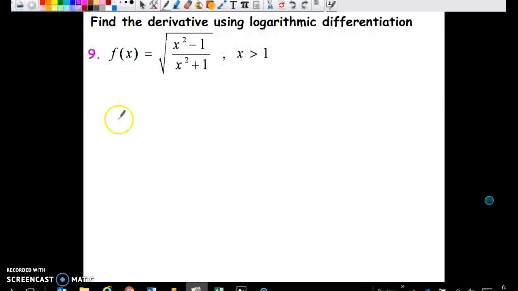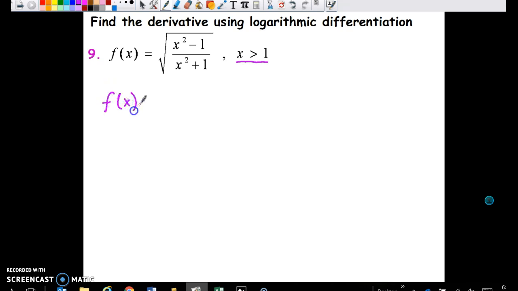Now, f of x is equal to the square root of x squared minus 1 over x squared plus 1. And it says that x has to be greater than 1. That's super important if you want to use logarithms, because of course you can't take the logarithm of anything equal to 0. So if x is bigger than 1, that's going to be helpful to you.